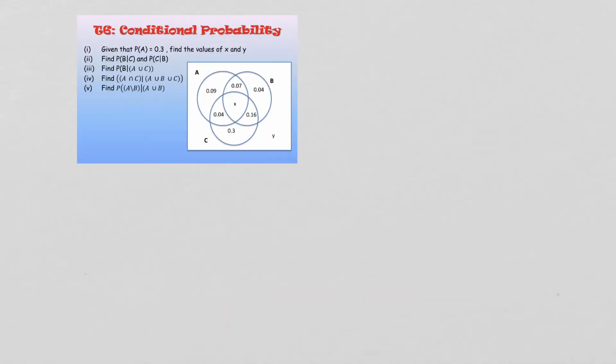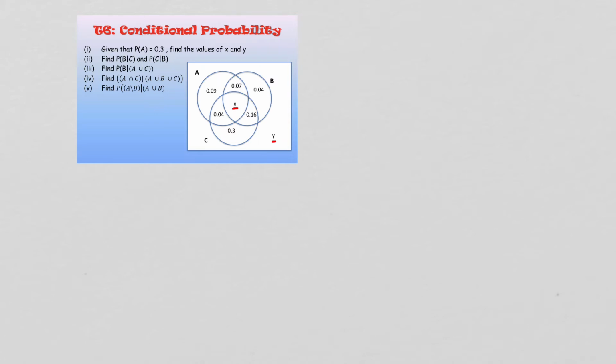Okay, so this one's a little bit more complex. We've got 3 Venn diagrams this time. So we have A, B, and C. And we have to find these unknown values of x, which is here in the intersection, and y, which is outside of the 3 sets A, B, and C.